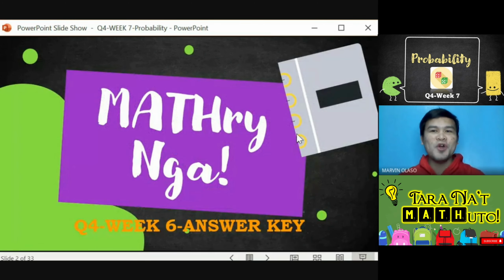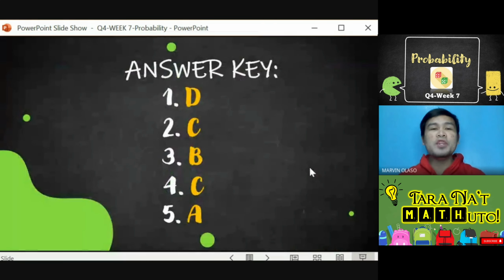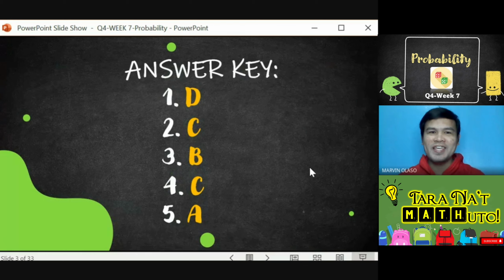Please check now your answers. Here is the answer key for quarter 4, week number 6. Ang ating math try nga! Number 1, the answer is letter D. Number 2, C. Number 3 is B. Number 4, the answer is letter C. And number 5, the answer is letter A. Ayan! Congratulations to those who got perfect score.